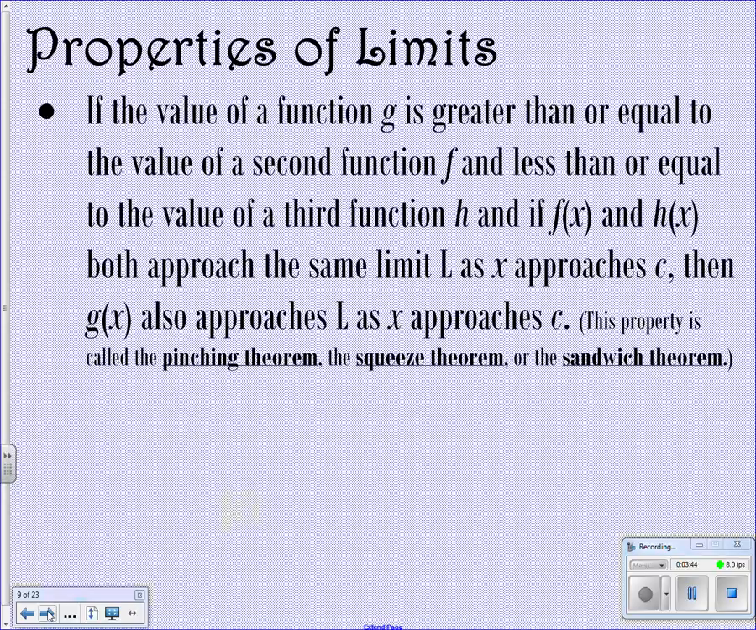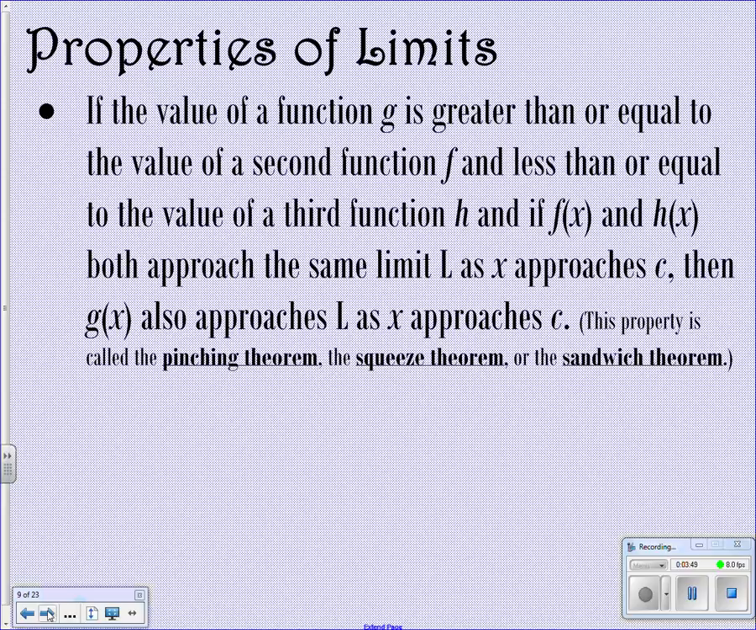Looking here, if the value of a function g is greater than or equal to the value of a second function f and less than or equal to the value of a third function h, and if f of x and h of x both approach the same limit L as x approaches c, then that means that g of x also approaches L as x approaches c. I know that sounds like a lot of words. You saw several different phrases, but it's called the pinching theorem, the squeeze theorem, or the sandwich theorem.